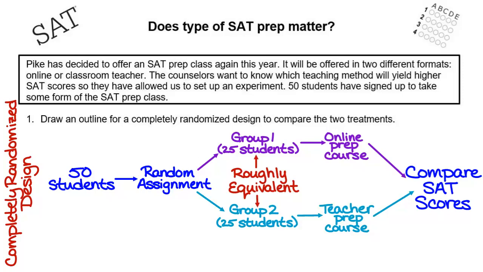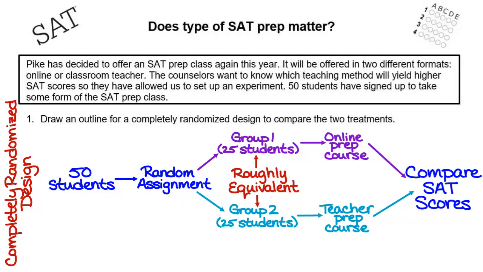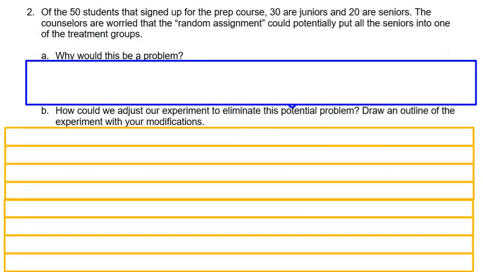They've taken more classes, so they've had more exposure to material that might be on the SAT. What would that mean could potentially happen here? They would have higher scores no matter which group they were in, right? So if we get the results of this completely randomized experiment, and it's my group 1, my online prep course that has the higher scores, but it also had all of my seniors, I'm not going to know if that's because they were seniors or if it's because of the class, right? So that would be a problem.